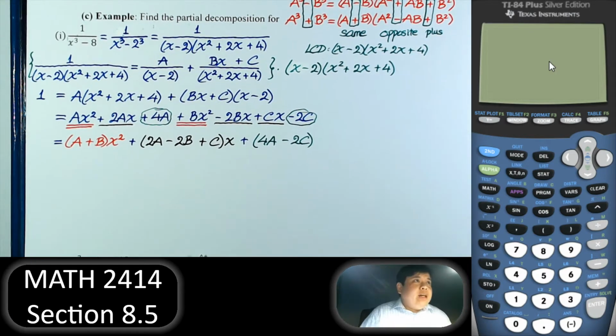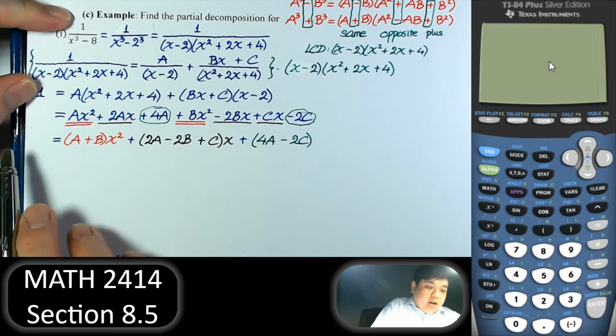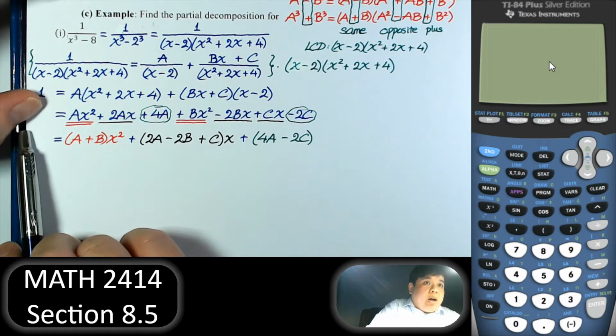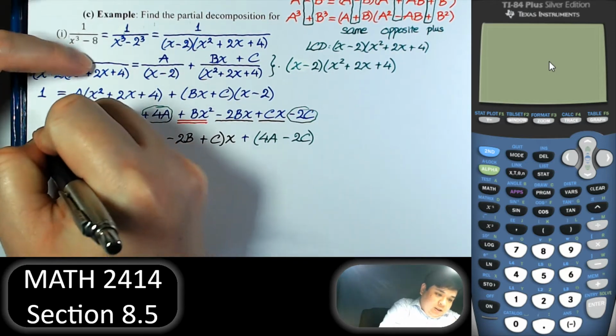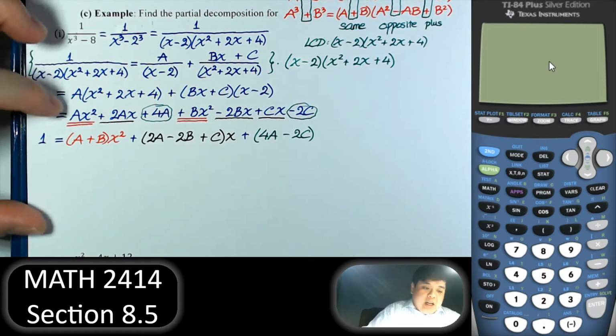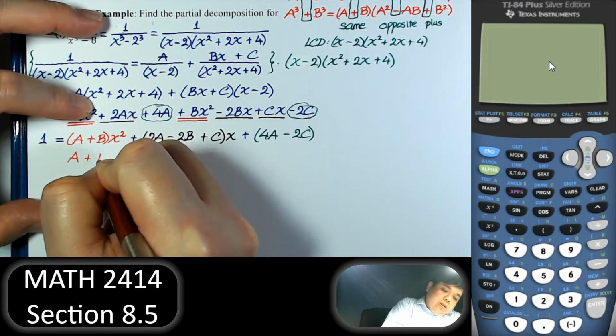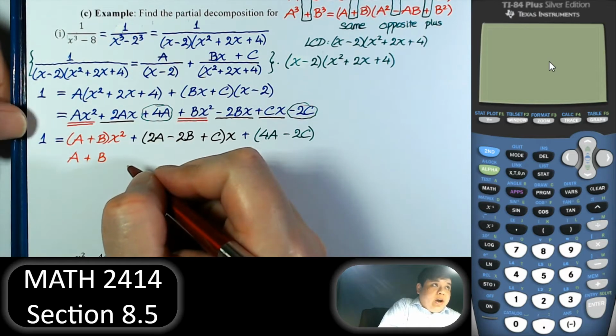Right, so that's good. Multiply them out, combine like terms. Now, we will match on the left. On the left, we only have 1. So, there's no x squared on the left-hand side. That means a plus b has to be equal to 0, because there's no x squared on the left side.